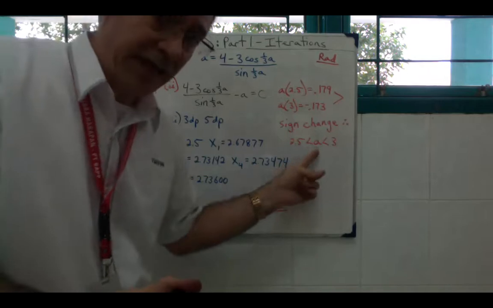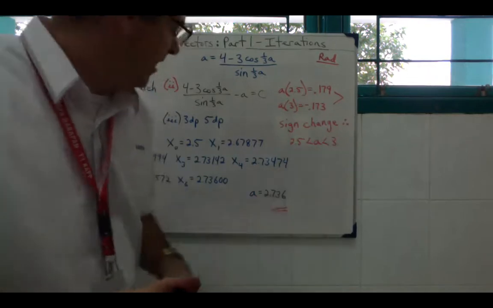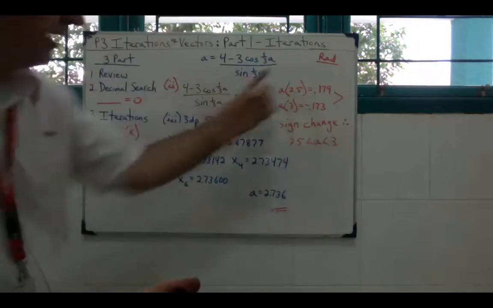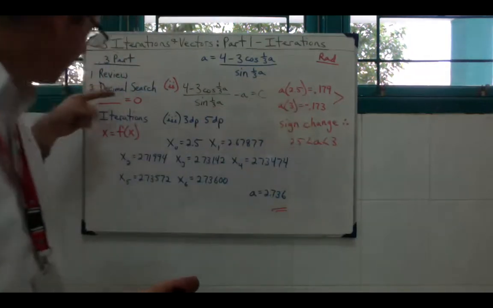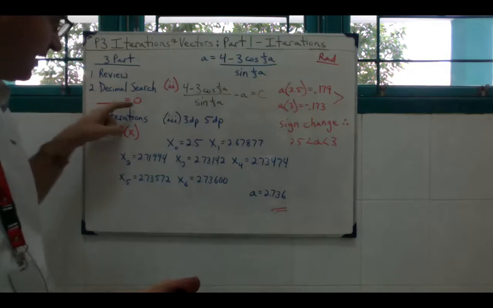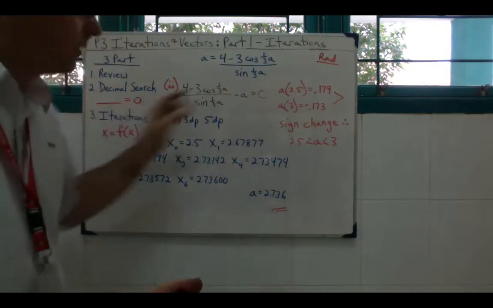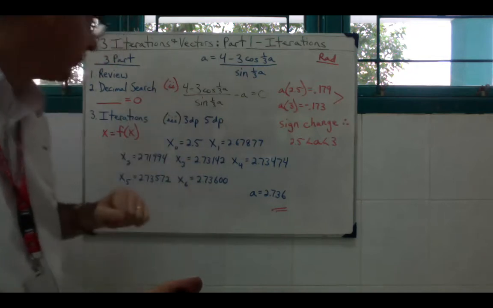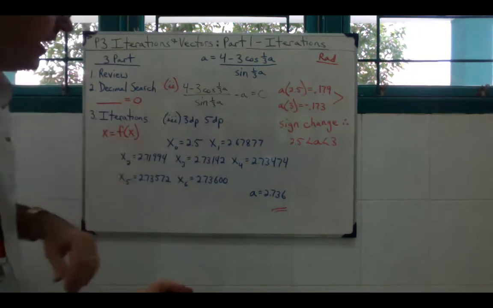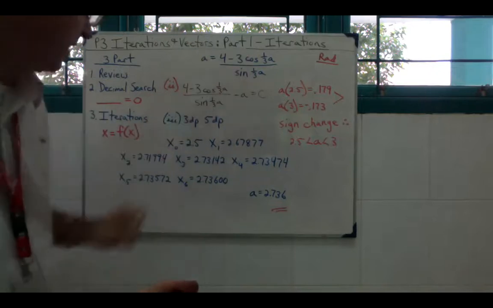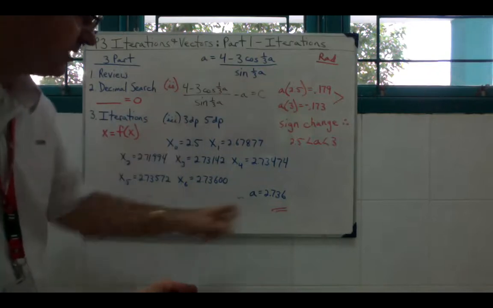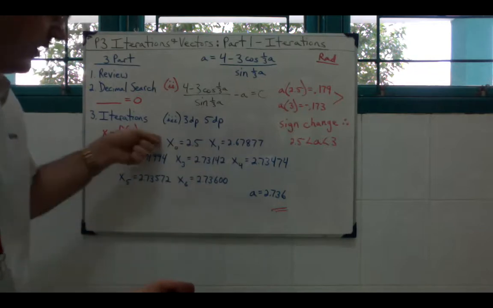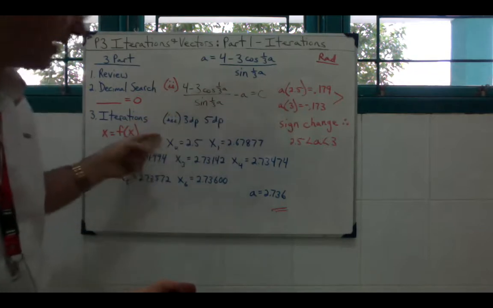Therefore, your root A has to be between those 2 numbers. So that's easy enough to do. Your calculator does the work. The main thing that you have to remember is to set it equal to 0, because the form is set up for iterations, not for the decimal search. Then for the iterations part, where we use this, we want 3 decimal points for the final, 5 decimal points for everything in between. We start with the lower end, 2.5.